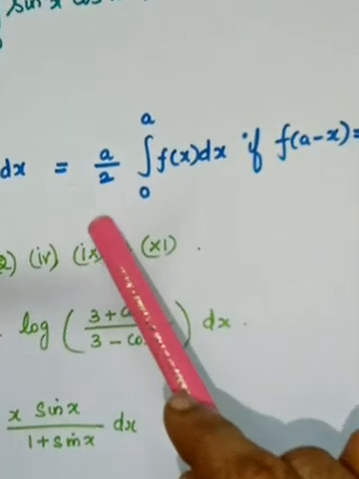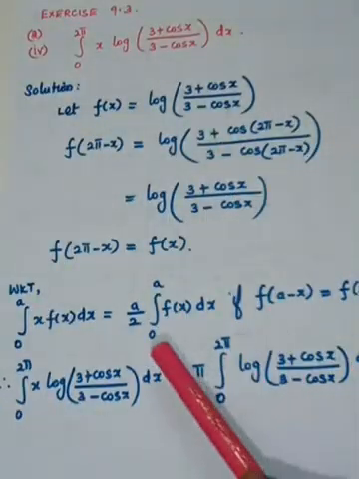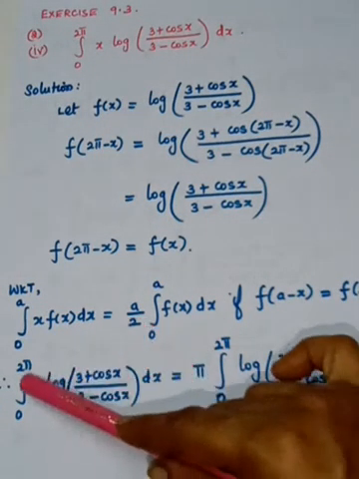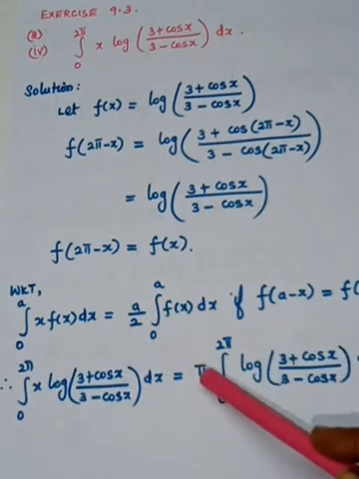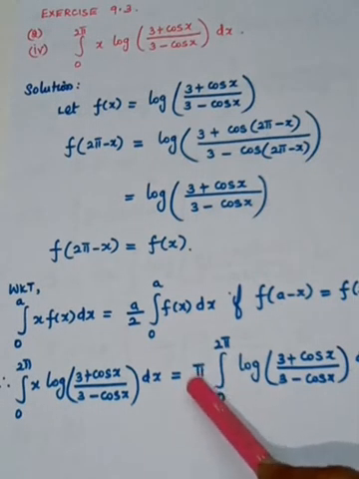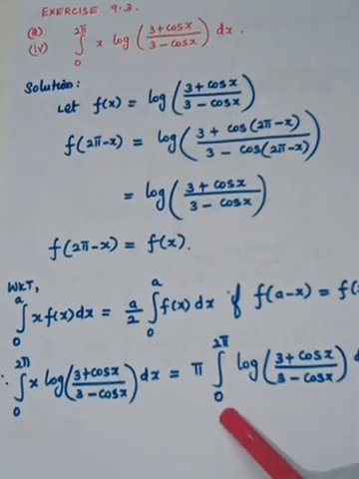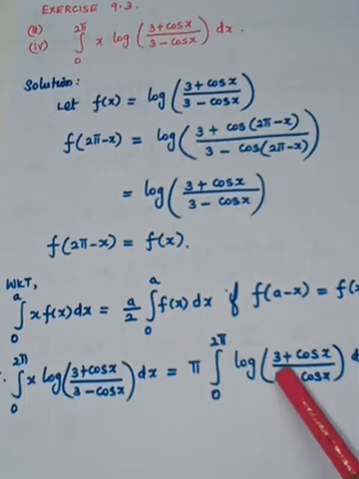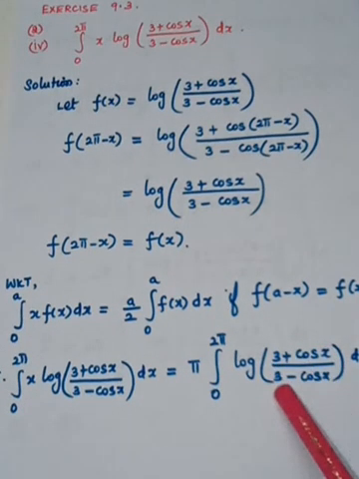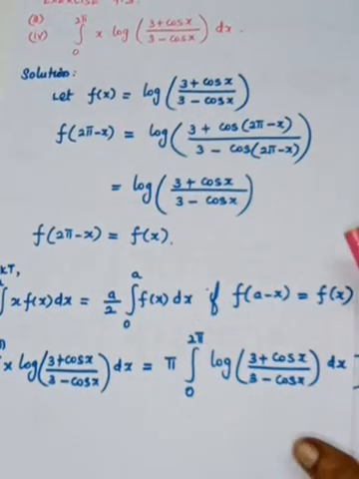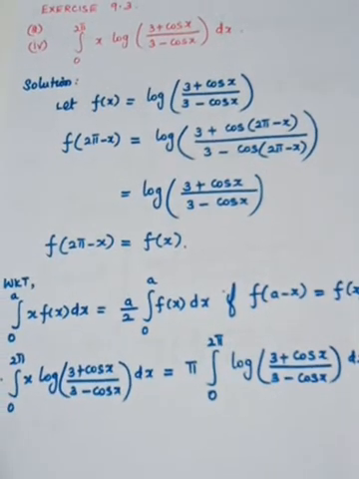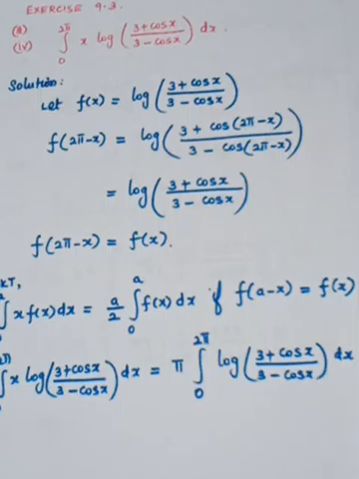So it can be written as a by 2. What is your a? 2 pi. So 2 pi by 2, which is pi, times integral 0 to 2 pi. What is your f of x? Log of (3 plus cos x) divided by (3 minus cos x) into dx. So from that question, we removed the x using this property.